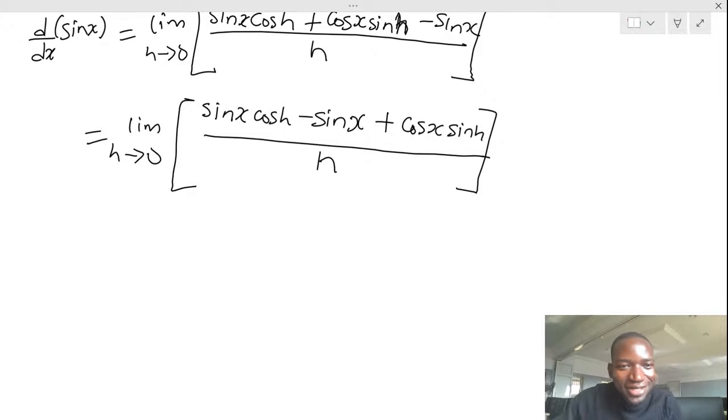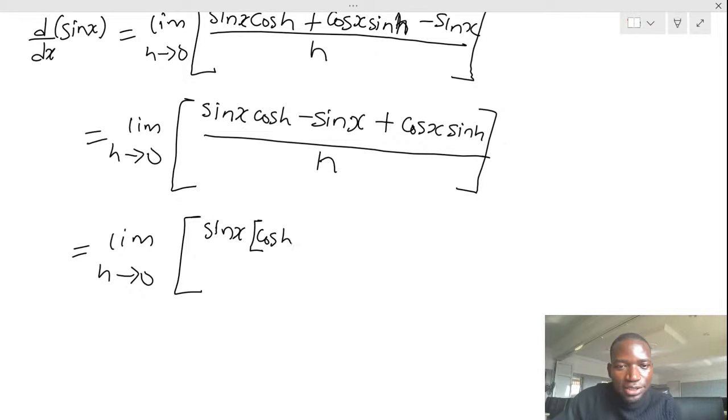All right, guys. Now let's factorize. Or before we factorize, we can also split. This is factorize sine x here. If you bring out sine x, we are going to be left with cos h minus 1. Then you can split it. That will be divided by h. Then plus cos x sine h, everything divided by h.